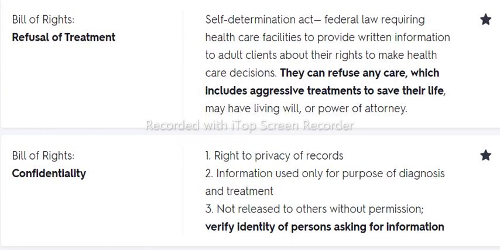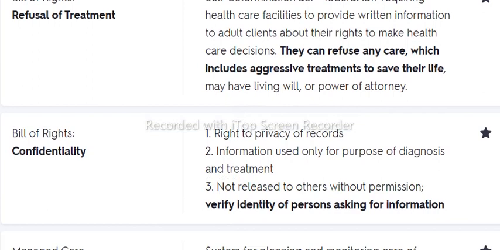Bill of Rights. Refusal of treatment. The Self-Determination Act is a federal law requiring healthcare facilities to provide written information to adult clients about their rights to make healthcare decisions. They can refuse any care, which includes aggressive treatments to save their life, made by living will or power of attorney.